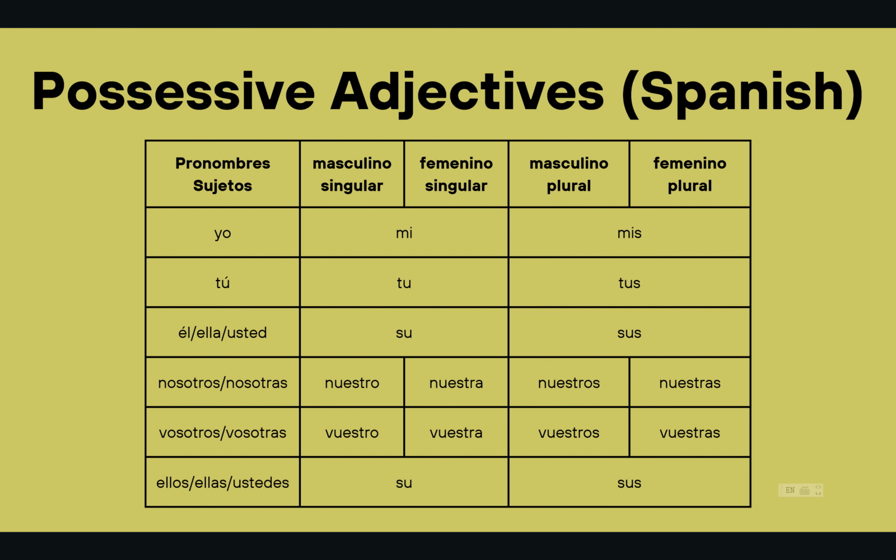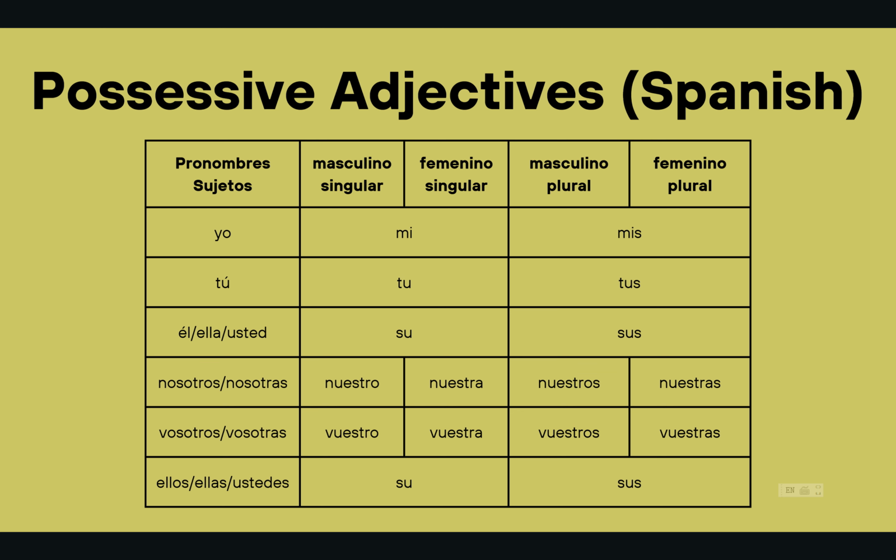For Spanish nouns, we categorize as the following: masculine singular, feminine singular, masculine plural, and feminine plural. For the pronoun yo, our possessive adjectives are as follows: mi for singular and mis for plural.